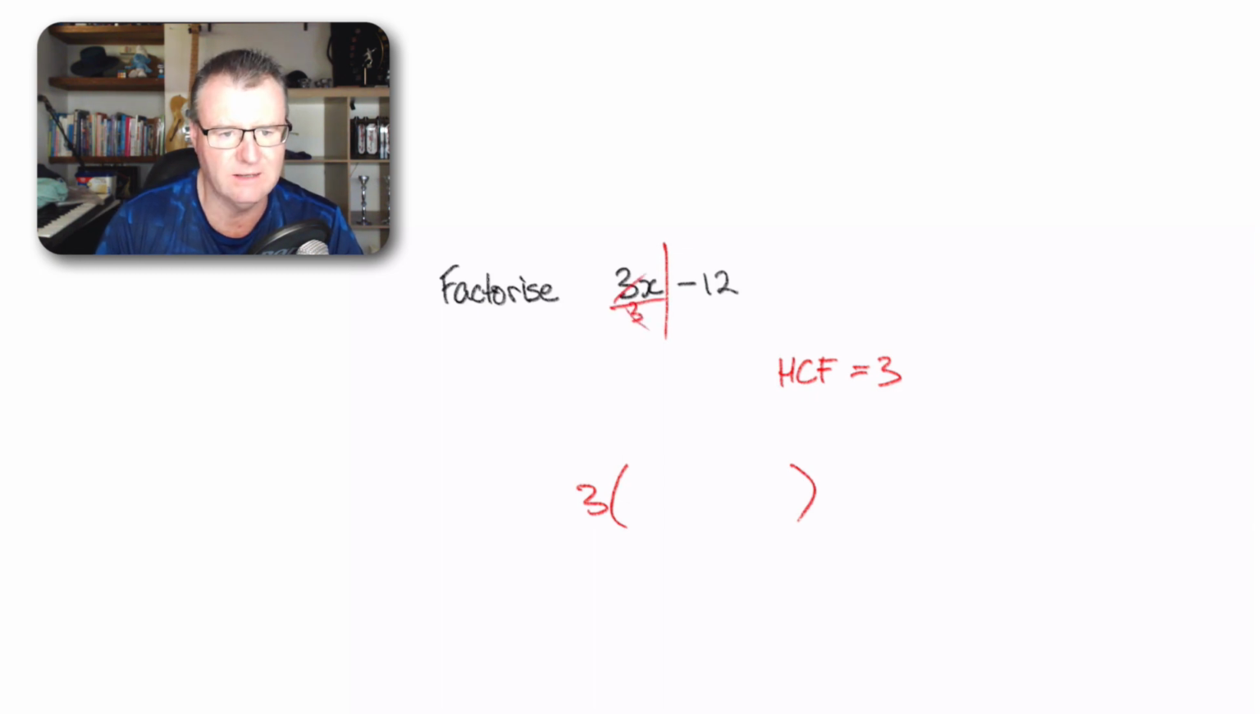So the 3 cancels out, and all I'm left with is the x. I divide the minus 12 by 3, and I get a minus 4. So that is my answer. I've factorized it down to 3 times the bracket x minus 4.